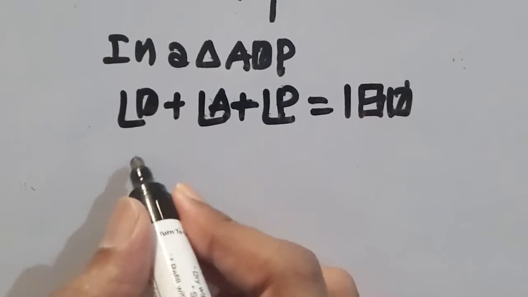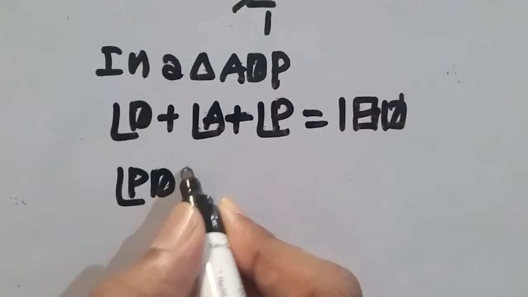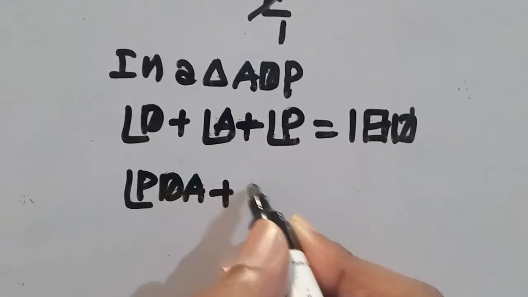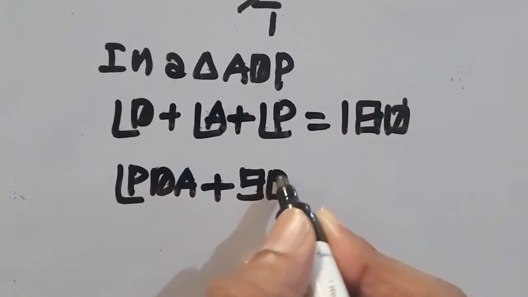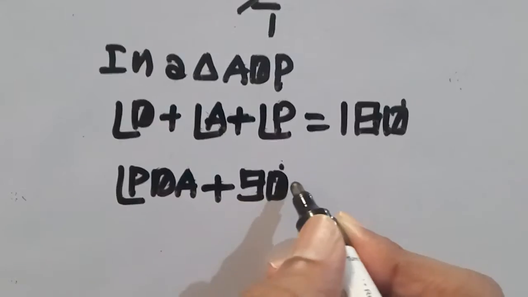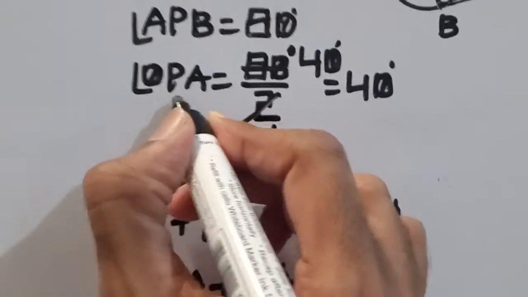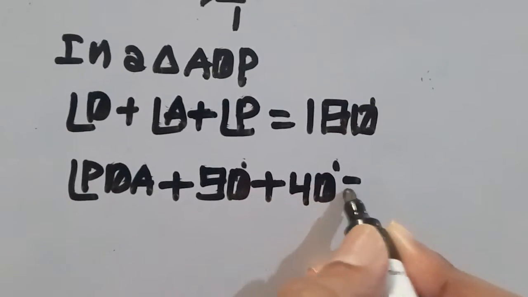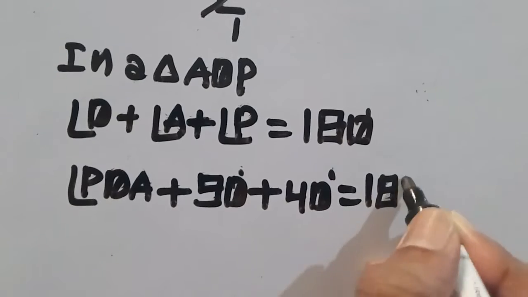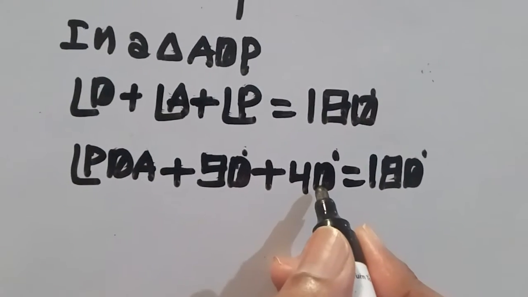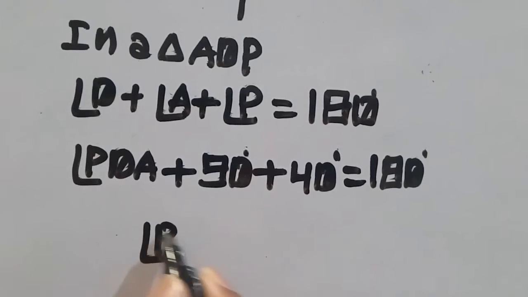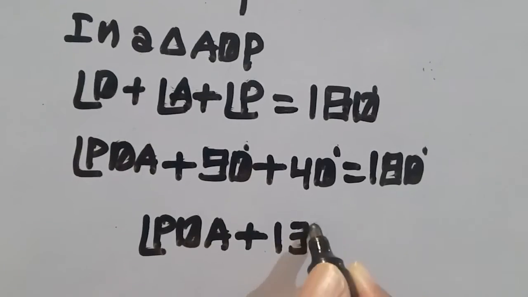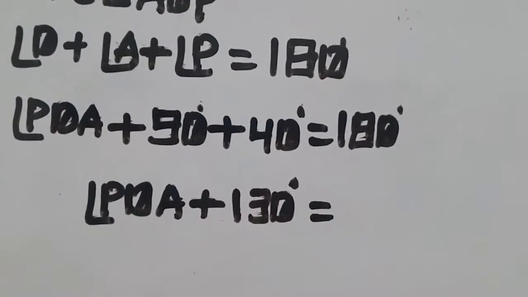Now angle O is POA. POA is nothing but angle O in the middle. Angle A means 90, since the radius is perpendicular to the tangent. This is 90 degrees, plus angle P. This angle P is 40 degrees, is equal to 180. Now 90 plus 40 you add: angle POA plus 90 plus 40, 130 degrees, is equal to 180.